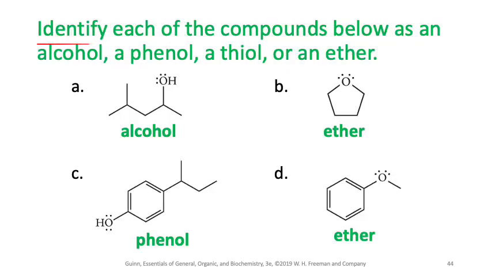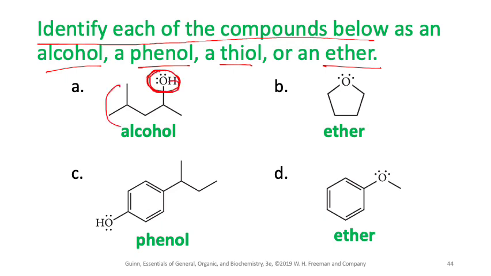So the problem says identify each of the following compounds as an alcohol, phenol, thiol, or ether. So you have to make sure you remember the structure for each and every functional group that we just learned in this chapter, on this PowerPoint, right? So let's talk about this one. The time I see this OH and this entire thing become R, so ROH, right? So this is an alcohol.